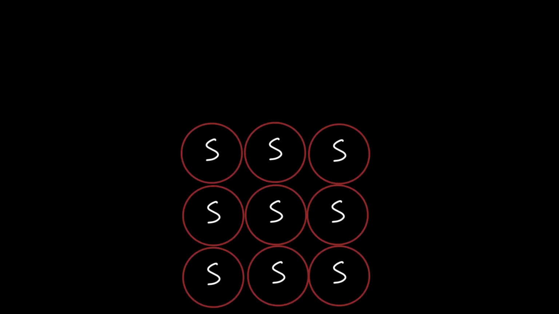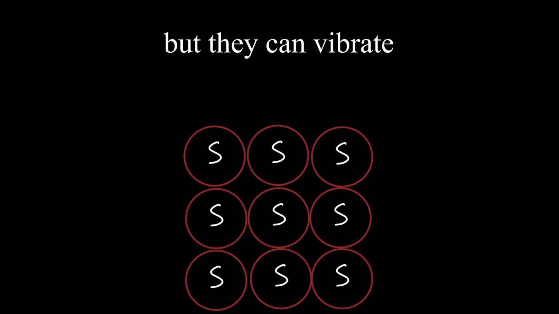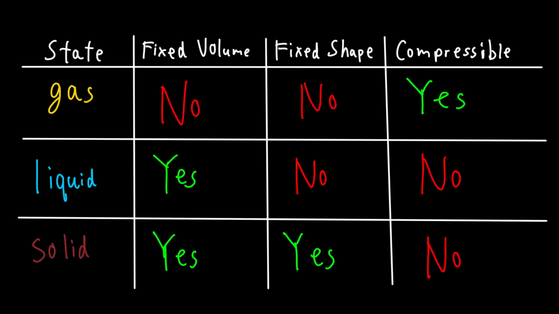Solid molecules are very close together, so close to the point where they can no longer move freely. They can vibrate a little, but they really can't move anymore. This means that solids have fixed volumes and shapes, and they are not compressible. Note that temperature changes can lead to state changes. For example, if we heat up ice, it can become a liquid. If we heat it up even more, it becomes a gas.